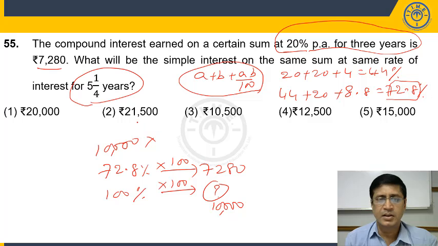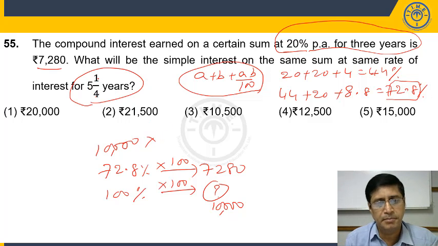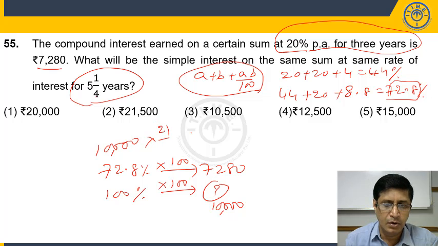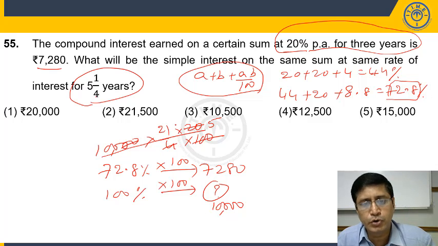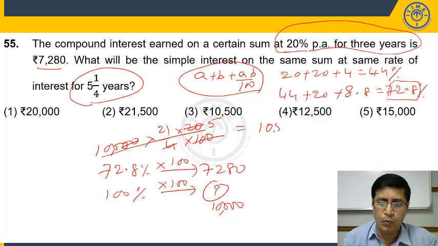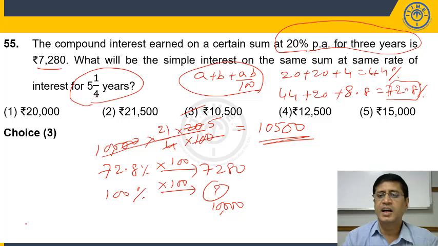On this principal 10,000, now what is asked? The simple interest for 1 1/4 years is to be found. The rate of interest is 20% per annum. 1 1/4 means 4 into 1 plus 1, it is 5 by 4, into 20%. Now simplify this. The zeros we can cancel. 4 goes into 20 five times. 5 into 21 is 105, so 10500. 10500 is the right choice, option number 3. Third choice is the right choice.